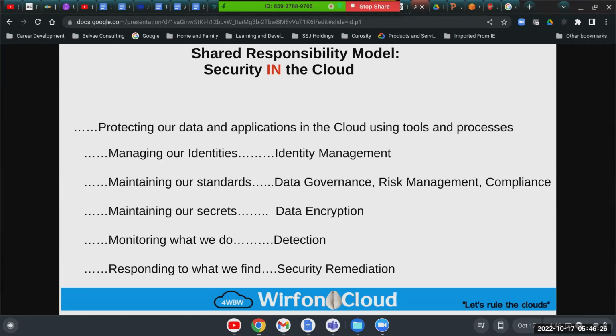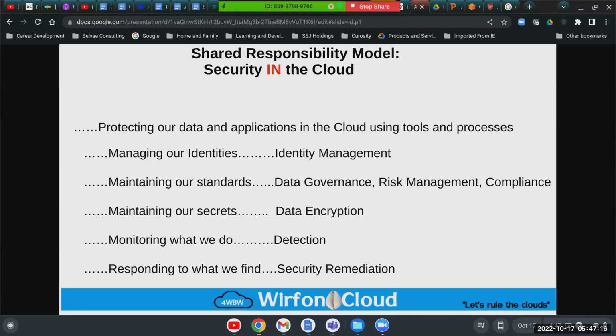Part of this involves the following things. But the main thing, to summarize, is that protecting our data and our applications in the cloud using tools and processes is our responsibility. What does that mean? It means managing our identities. As part of this cloud practitioner program, you did identity and access management. We as the users are responsible for setting that up. So identity management is our responsibility, as is maintaining our standards: the standards in which we keep data, how we maintain it, the risks, and the compliance standards. Those are our responsibility.